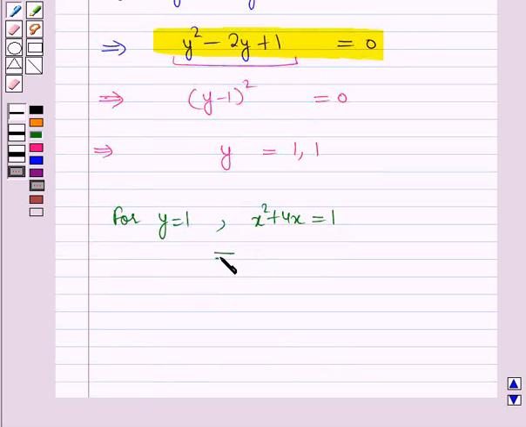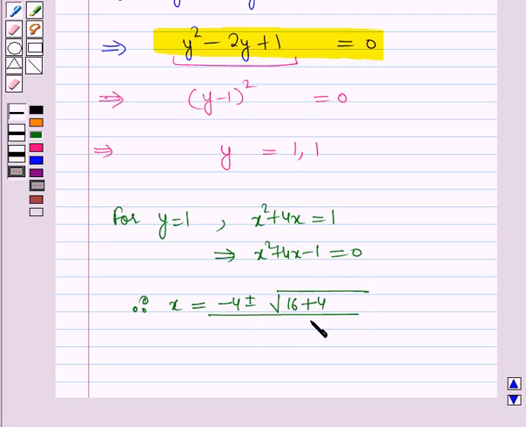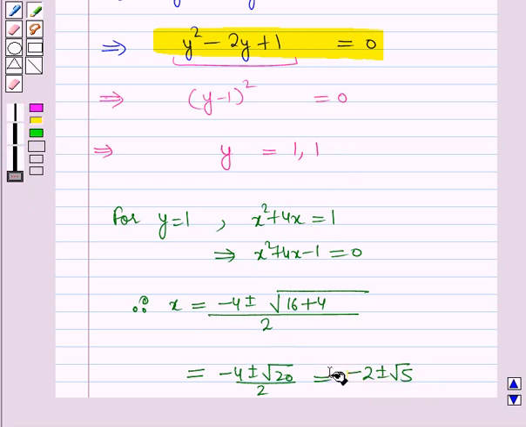which implies x square plus 4x minus 1 is equal to 0. Therefore, by using the formula for finding out the roots, x is equal to minus b, that is minus 4, plus minus square root of b square, that is 16, minus 4ac will give plus 4, all upon 2a, that is 2. So this is equal to minus 4 plus minus root 20, all upon 2, which is equal to minus 2 plus minus root 5. In the same way, again for y is equal to 1, we will get x is equal to minus 2 plus minus root 5. So, we have got the solution for the given equation.